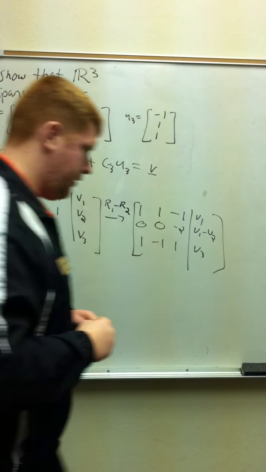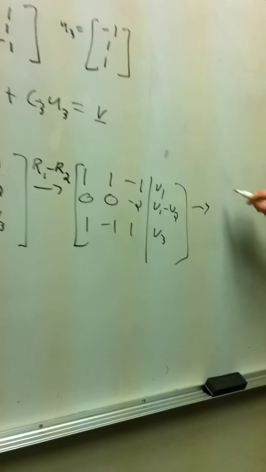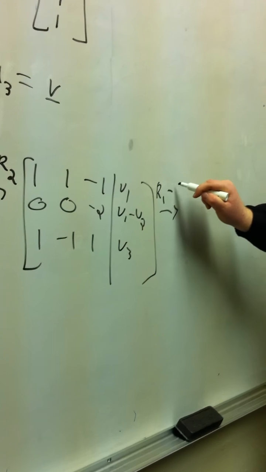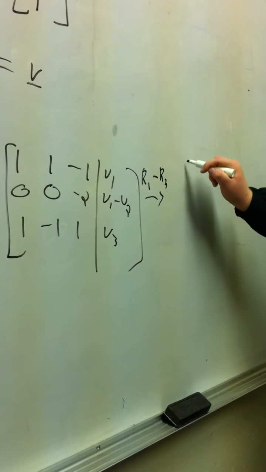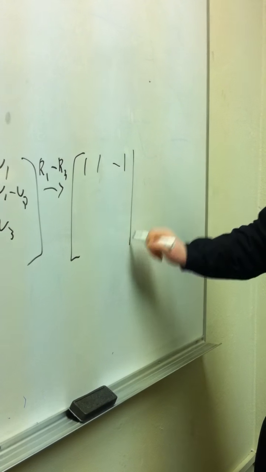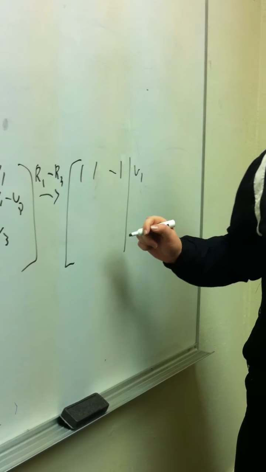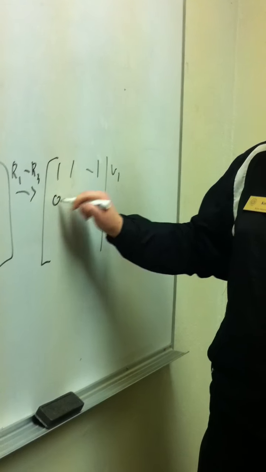Okay. Now we can do R1 minus R3. It's not minus. Put the vector over there. What's that? Okay. Keep it up. I'm sorry. Doing great.